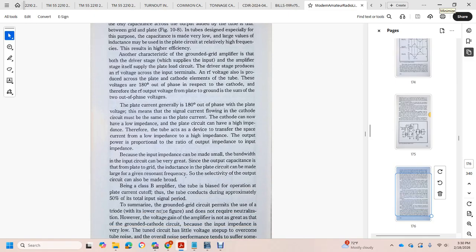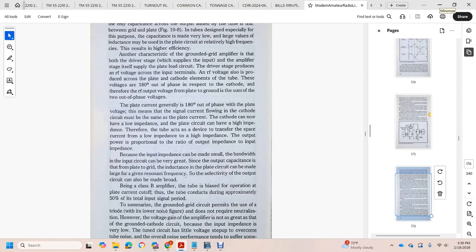The plate current is generally 180 degrees out of phase with the plate voltage, which means the signal current following in the cathode circuit must be the same as the plate current. The cathode now has a low impedance and the plate circuit a higher impedance. Therefore the tube acts as a device for the transfer of current from a low impedance to a high impedance output, in proportion to the ratio of the output impedance to the input impedance. Because of the input impedance, it can be made small.